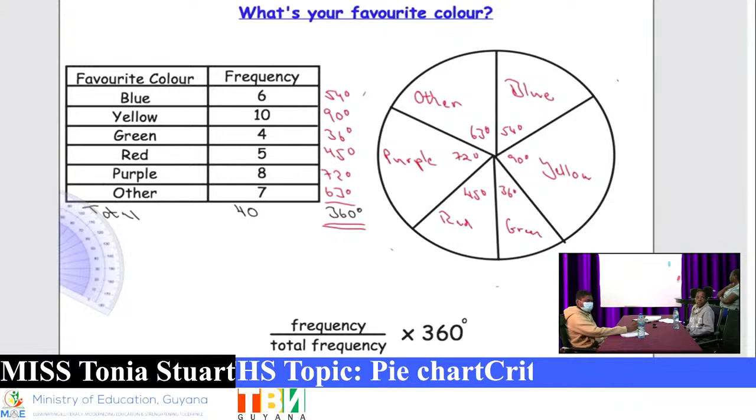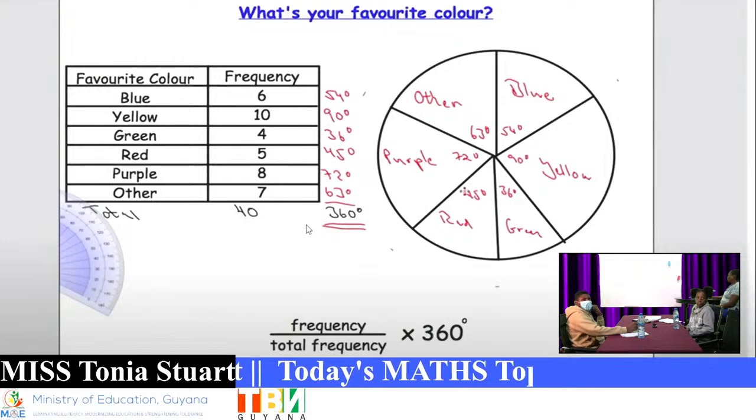And that is how we draw a pie chart. So remember, the size of each slice is going to be the frequency divided by the total frequency, and you're going to multiply that by 360 degrees. That tells you how big it's going to be, and then just use your protractor to construct the pie chart.